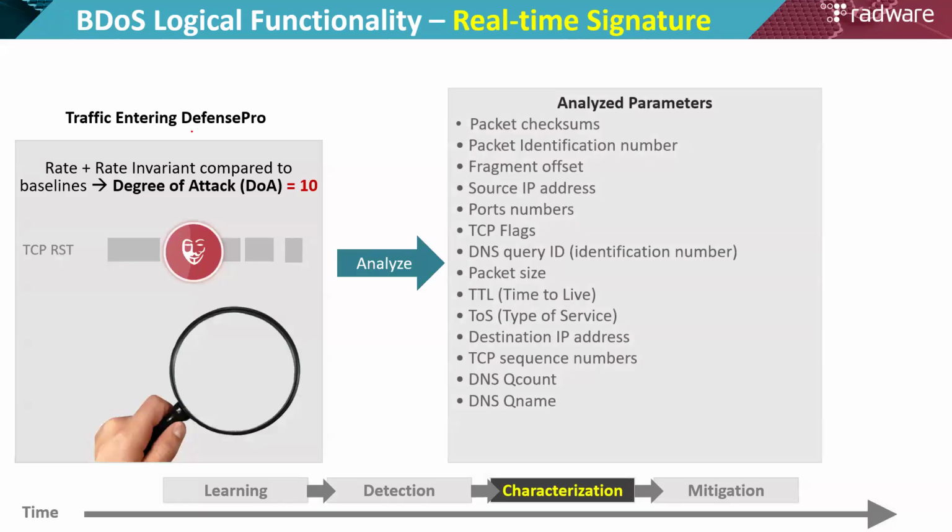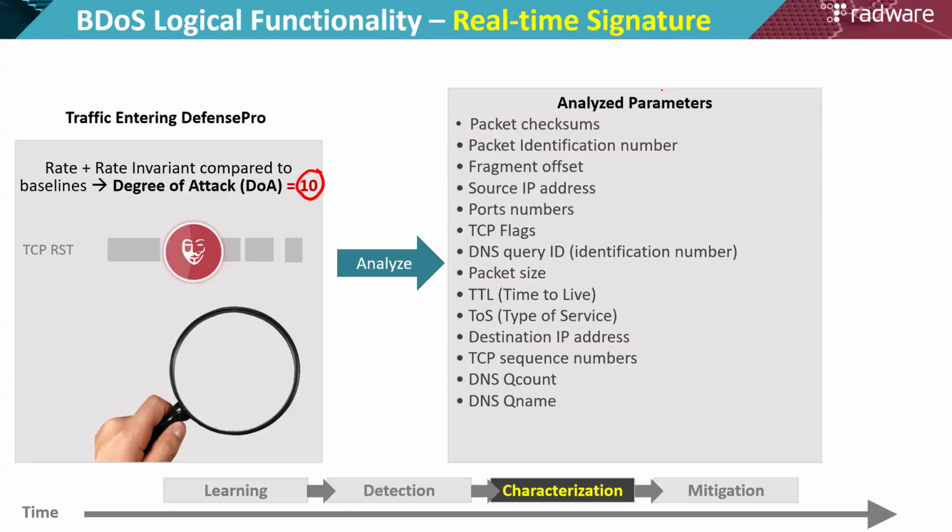The next phase is the characterization phase. Whenever an attack is detected by the DefensePro, the next phase is to create a real-time signature. So the degree of attack is high, and an attack has been detected. Now the next thing that the DefensePro has to do is to create a real-time signature. These are all the parameters that are available to us. There could be more than 40 distinct parameters that a DefensePro can make use of in order to come to a real-time signature.